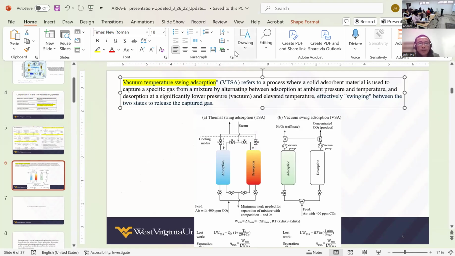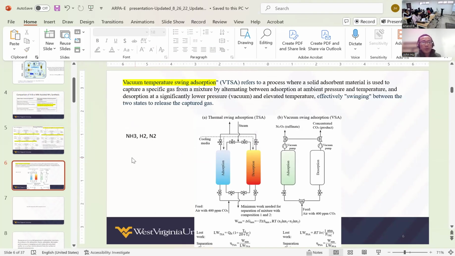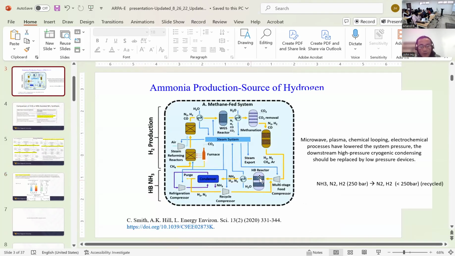So keep in mind in downstream separation, what you need to separate: ammonia, hydrogen, and nitrogen. All right. So after the Haber-Bosch reactor, so let me put it this way. If you look at after the Haber-Bosch reactor, that's 3 components. Ammonia, hydrogen, nitrogen.